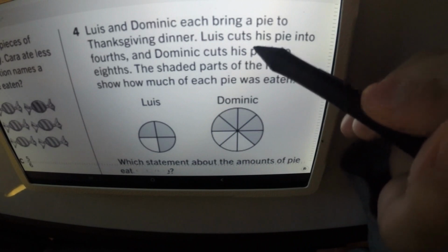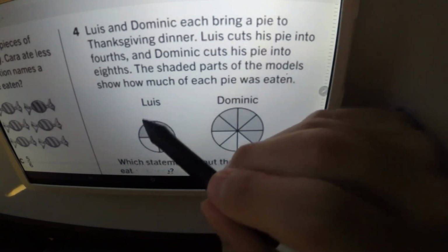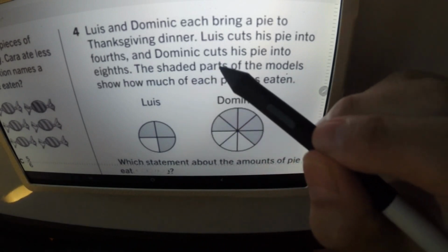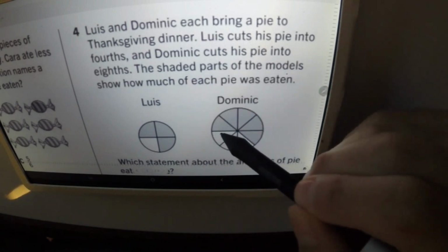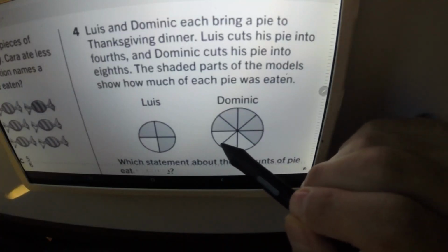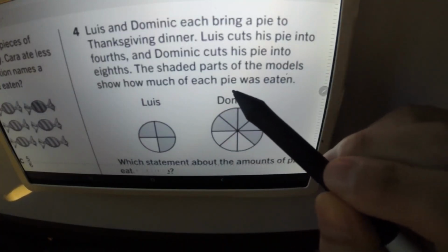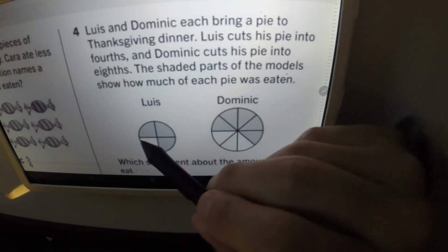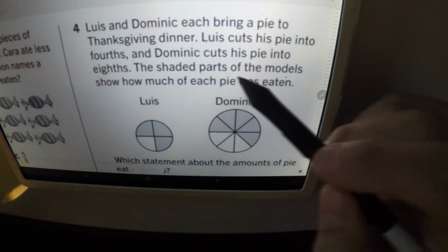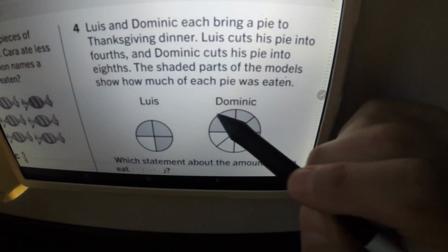Luis cuts his pie into 4ths. This is Luis. He cuts it into 4ths: 1, 2, 3, 4. And Dominic cuts his pie into 8ths: 1, 2, 3, 4, 5, 6, 7, 8. 8 pieces, right? They're telling us that the shaded parts of the model, the gray part right here, show how much of each pie was eaten.